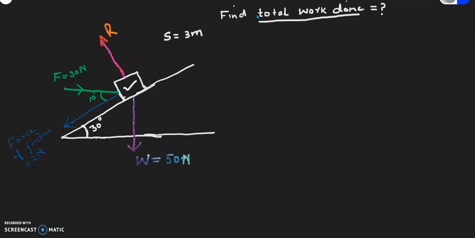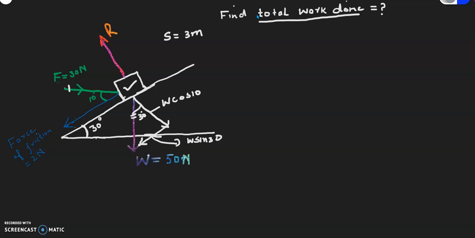So first we consider weight. This is the weight, and its value is given as 50 Newton. First we need to resolve the weight into its components. These are its components. This angle is also 30 degrees. So this component will be W sine of 30, and this component will be equal to W cos of 30.